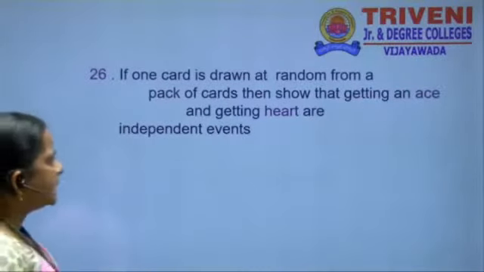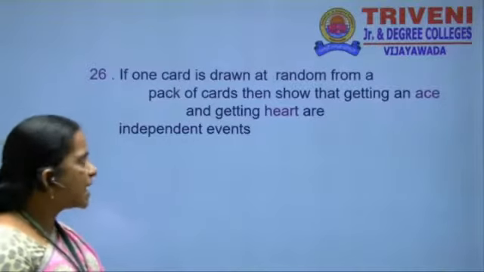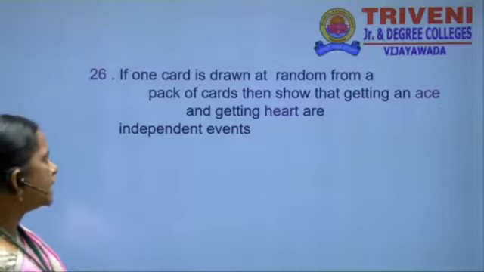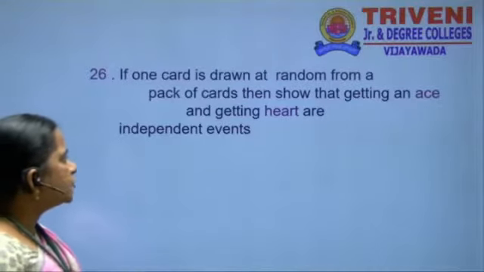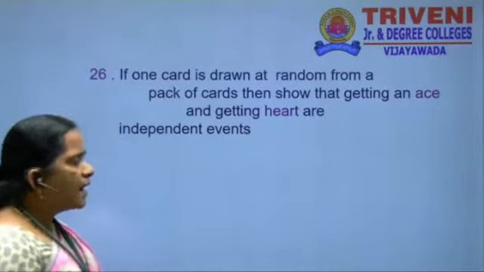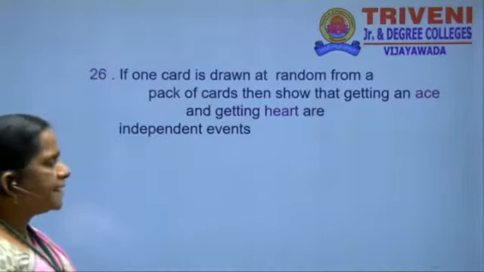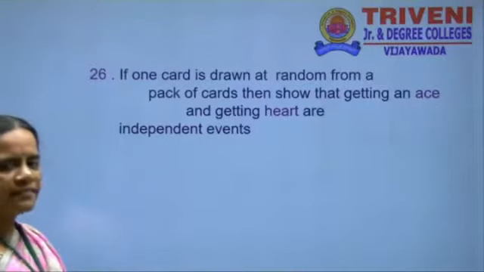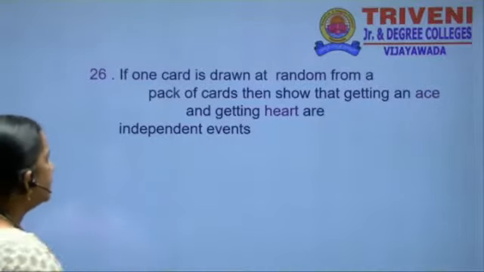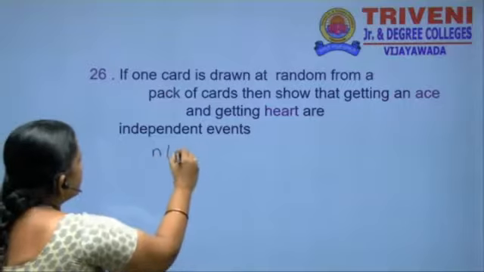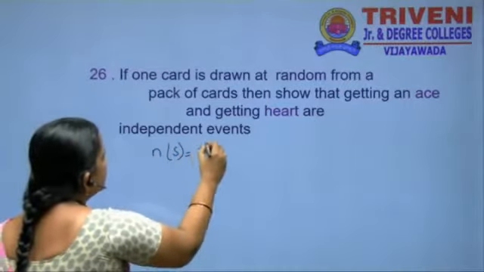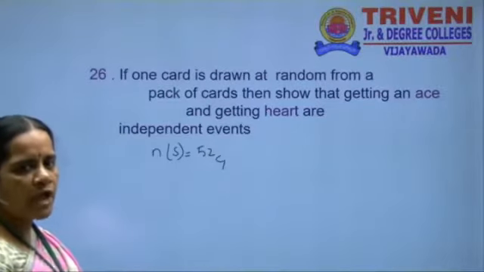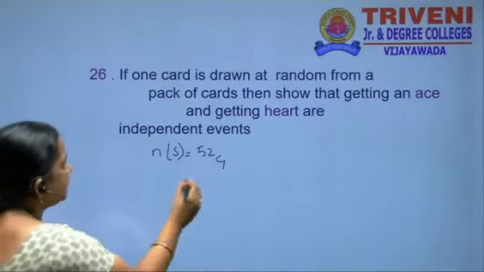If one card is drawn at random from a pack of cards, how many cards does the pack have? 52. One card is drawn at random. Show that getting an ace and getting a heart are independent events. How many aces are there? 4. And how many hearts in the pack of cards? 13. Let n of S be equal to 52C1. We have to take one card randomly.